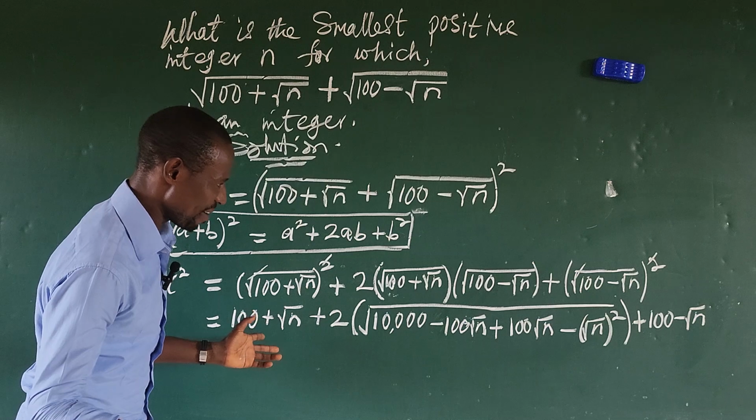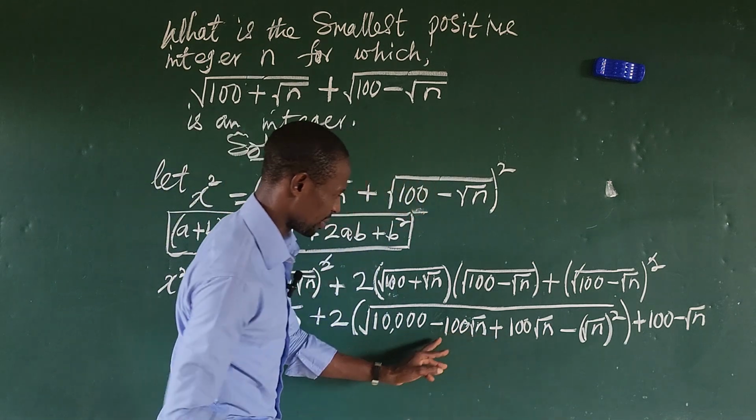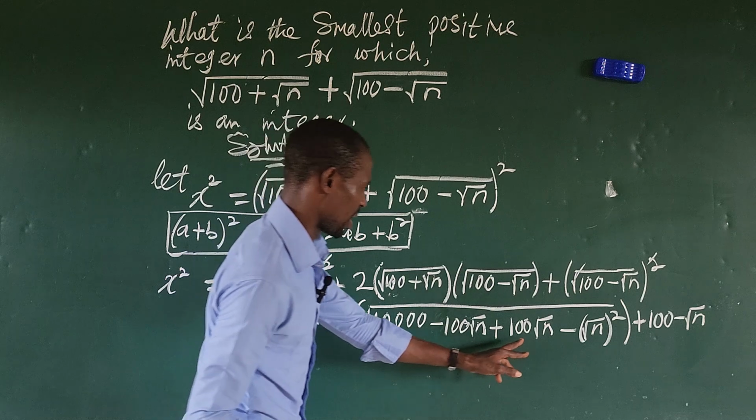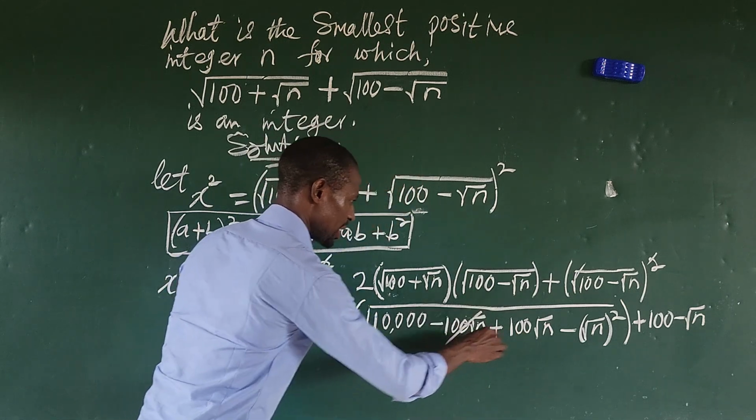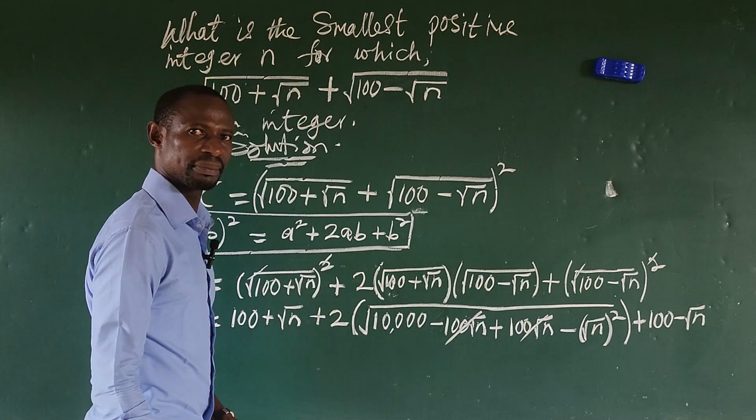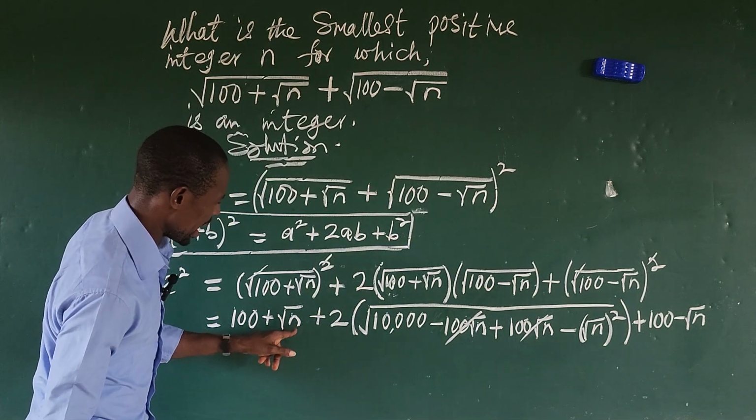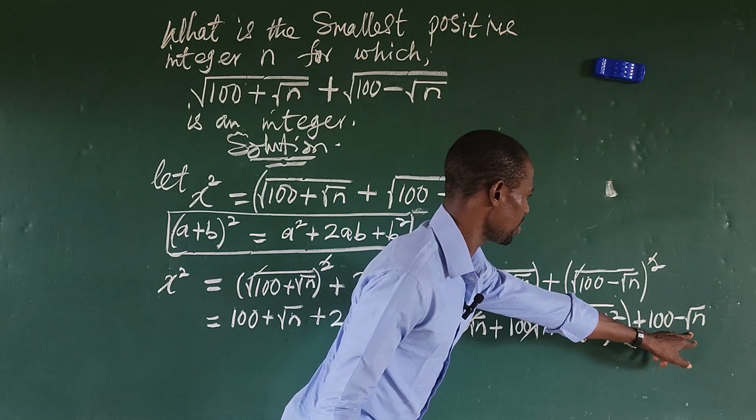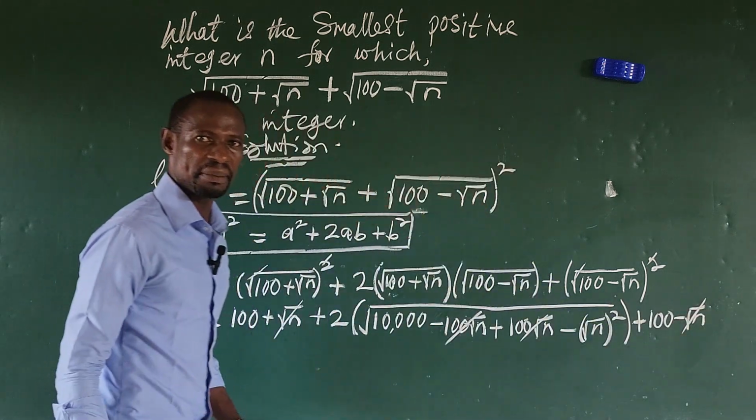So now let's look carefully. You discover that here we are having plus, minus this, and here we are having plus this, minus this, plus this, right? So this and this will leave the system. Again, if we look at this carefully, look at plus root n, and here we are having minus root n. So this and this will leave the system.